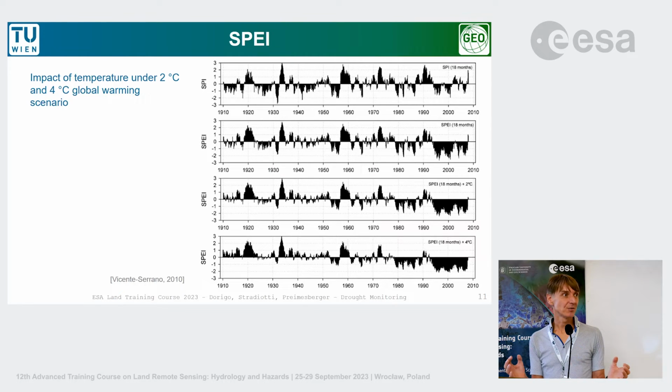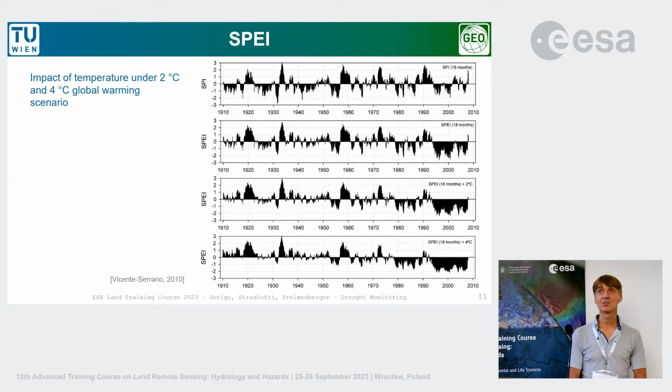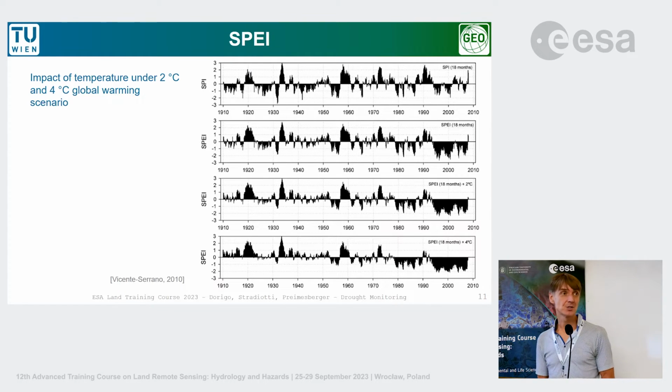Let's imagine your precipitation amounts stay the same despite climate change, despite global warming. Your potential evaporation increases because there are higher temperatures, there's a higher atmospheric demand. So your signal changes. So you get stronger drought conditions, even though you have the same amount of precipitation and even though it may be equally distributed, same as before. And that is shown here.